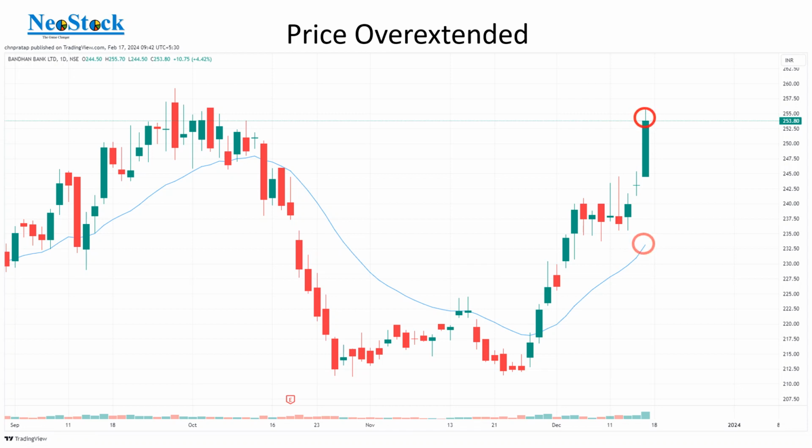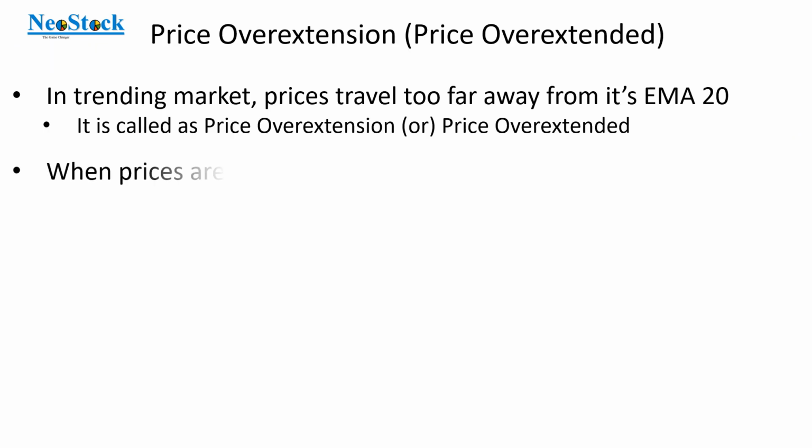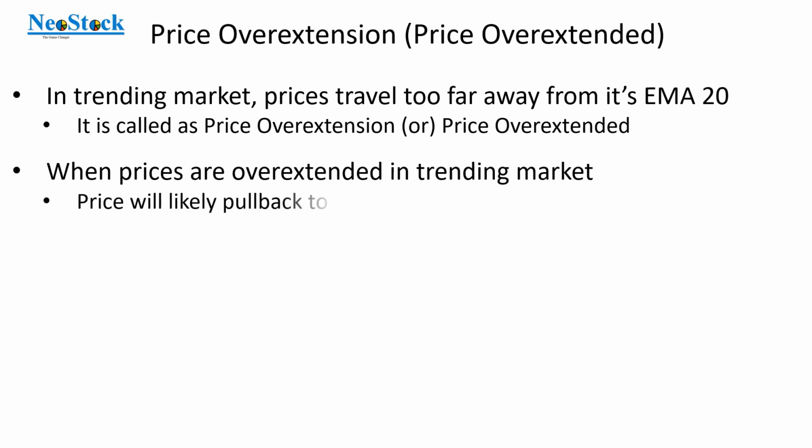Okay. So what will happen when prices are overextended? When prices are overextended, mostly they will try to pull back. The prices will be trying to pull back towards the EMA. The next point: when prices are overextended in a trending market, price will likely pull back to EMA 20.